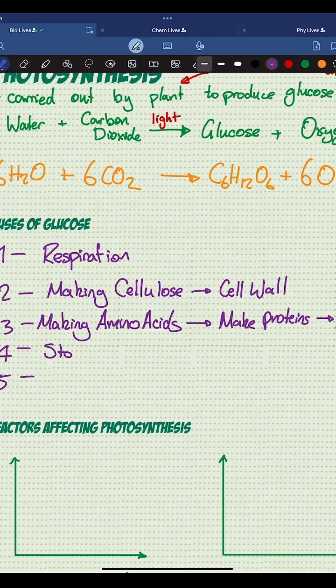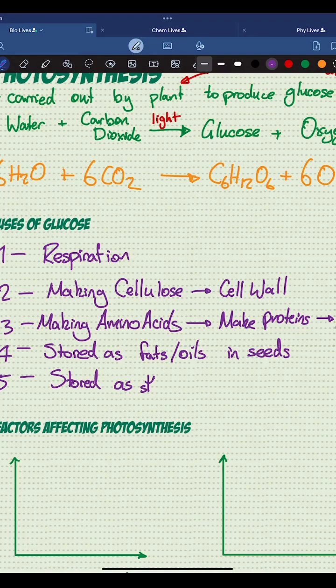How do humans store extra sugar that they have? Sometimes they store it as fats. They do the same. So they store it as fats or oils, and they usually do it in their seeds. And then the last one is stored as starch. Well done, guys. Stored as starch. So this is what trees do in winter when their leaves fall off. They don't photosynthesize much, but they have a lot of starch in their bark, in their roots. So we can say in stem/roots, they have starch. So those are five different ways. So memorize those five ways.